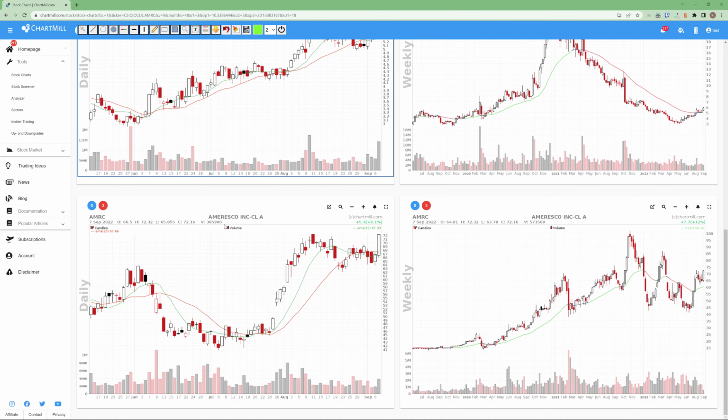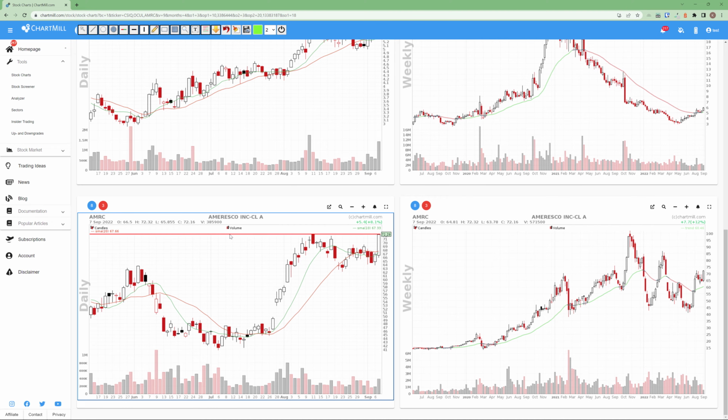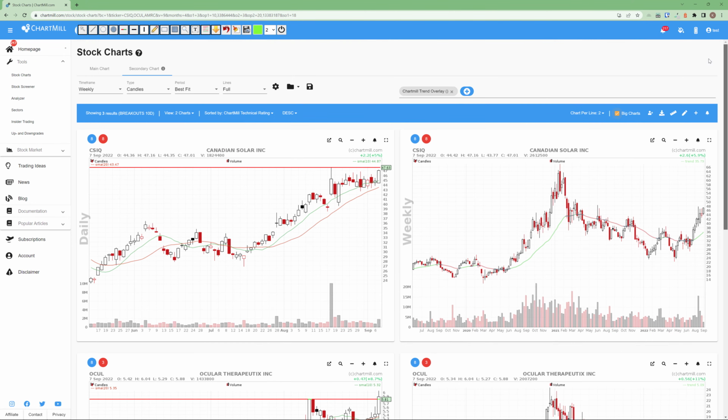And then to end, Amaresco, also green, and current resistance. To define the setup, you can use our position sizing tool. That is this icon, the position sizing tool.